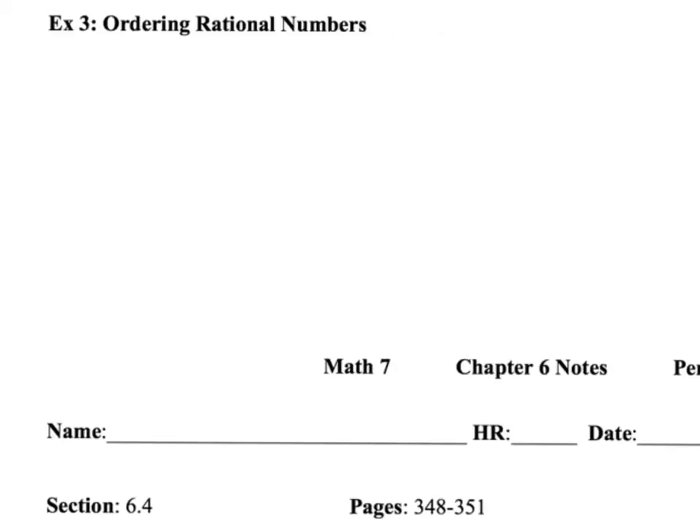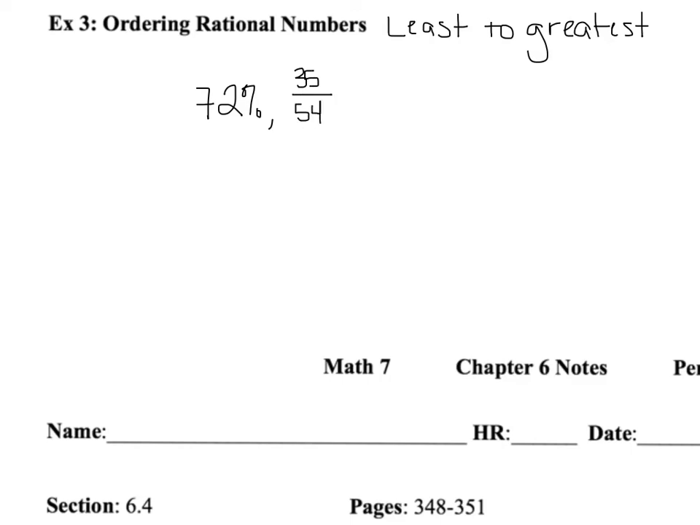Okay, let's use our knowledge of the different rational number forms, percent, fraction, and decimal, to order numbers from least to greatest. I'm going to give you 3 numbers, and you're going to need to order them from least to greatest. First one I have is 72%. Then we have 35/54. And finally we have 6/10 repeating. So that would be 0.66666666666 on forever and ever and ever. That's what that little bar above the 6 means.